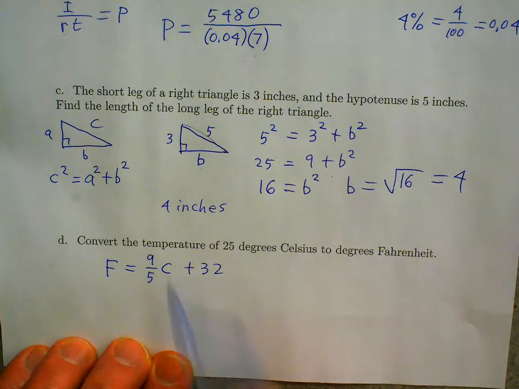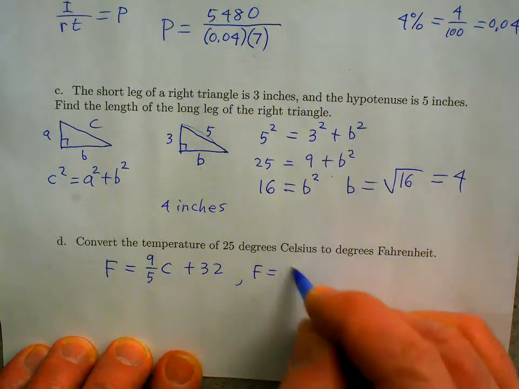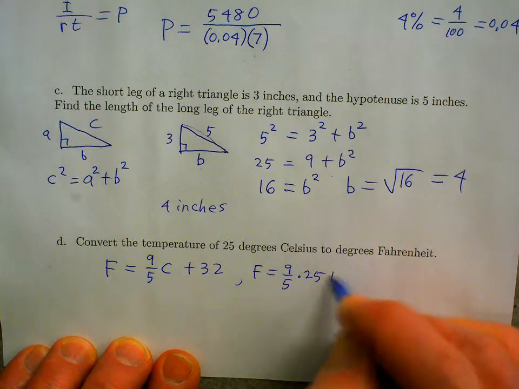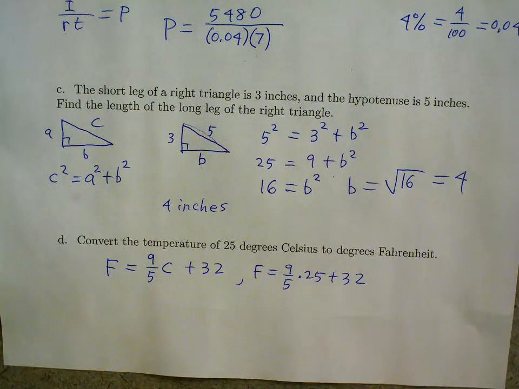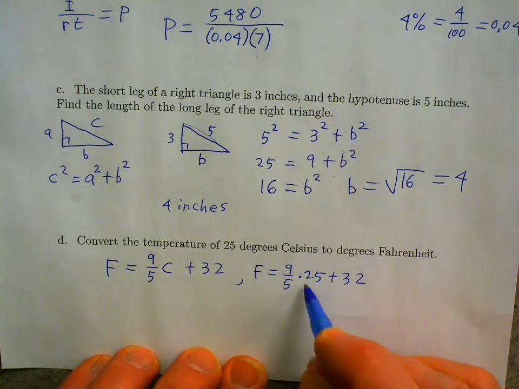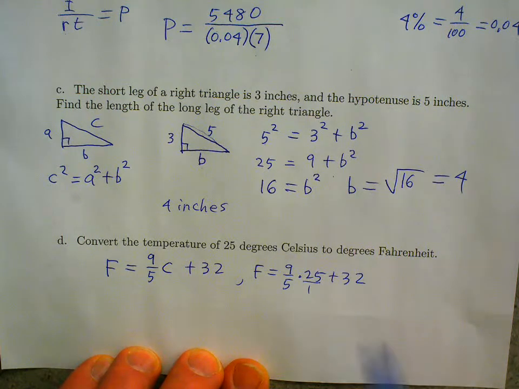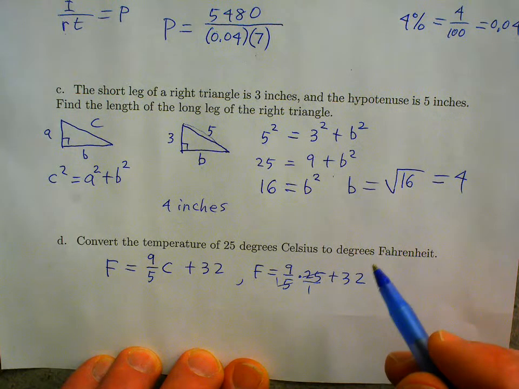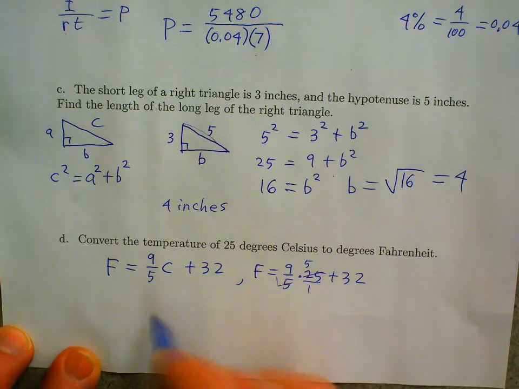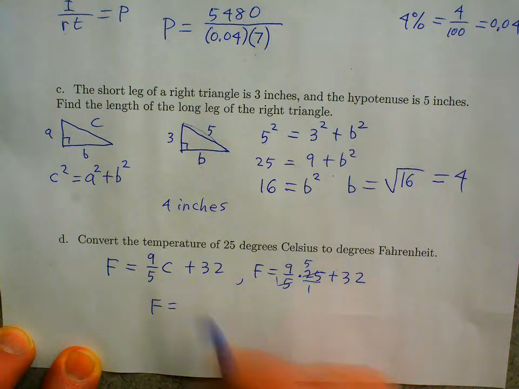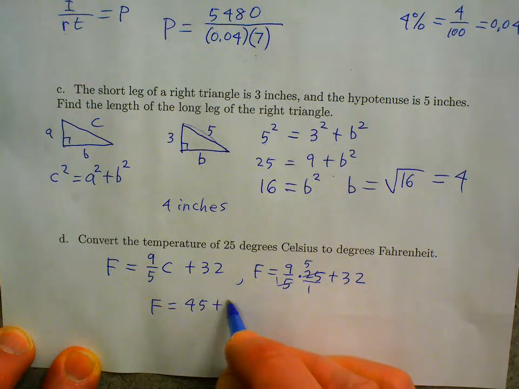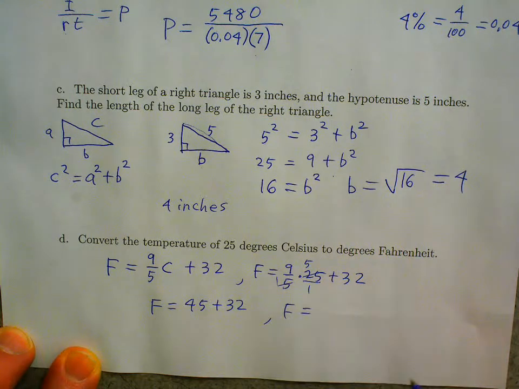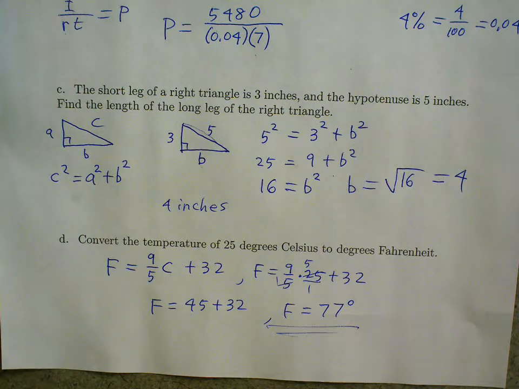So we just replace C with 25. So we have 9/5 times 25 plus 32, and then do the arithmetic. 9/5 times 25, think of 25 as 25 over 1. 5 goes into 5 once and into 25 5 times. And then 9 times 5 is 45, so the Fahrenheit is 45 degrees plus 32 degrees. So Fahrenheit is 77 degrees. See how that works? Okay, let's move on to the next page.